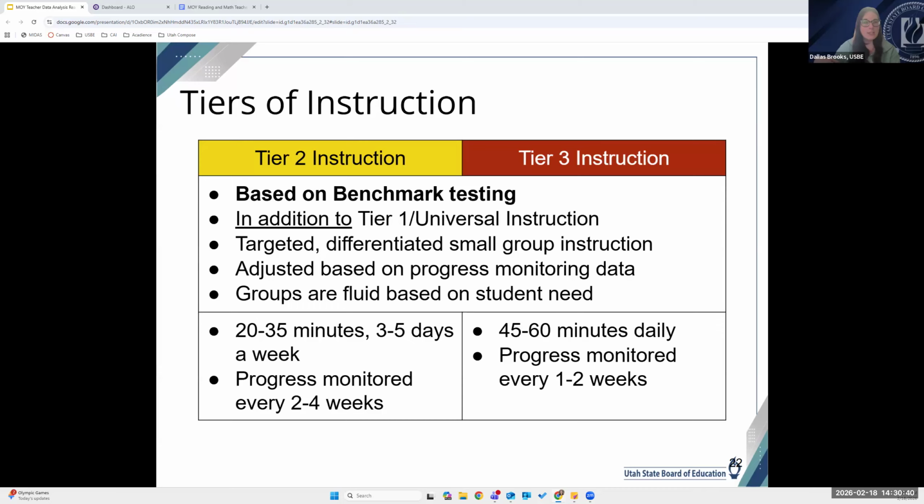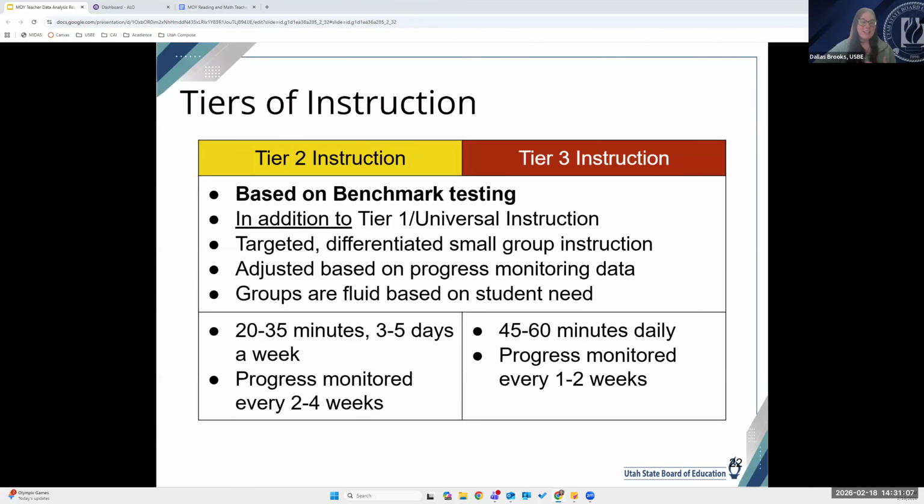So Jared talked about tier one instruction already, and now we are going to kind of talk about our tier two instruction and our tier three instruction. That way we can start planning some interventions to help support your students, specifically those students who are not making the progress that you want them to be making. And we're just going to quickly review tier two and tier three instruction.